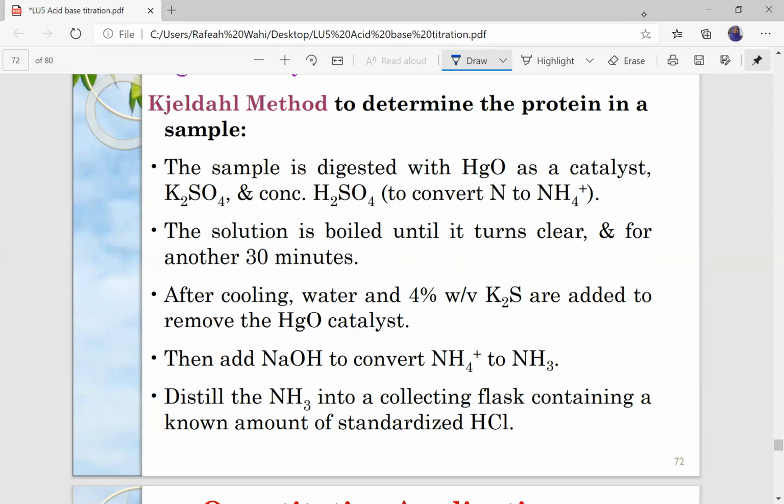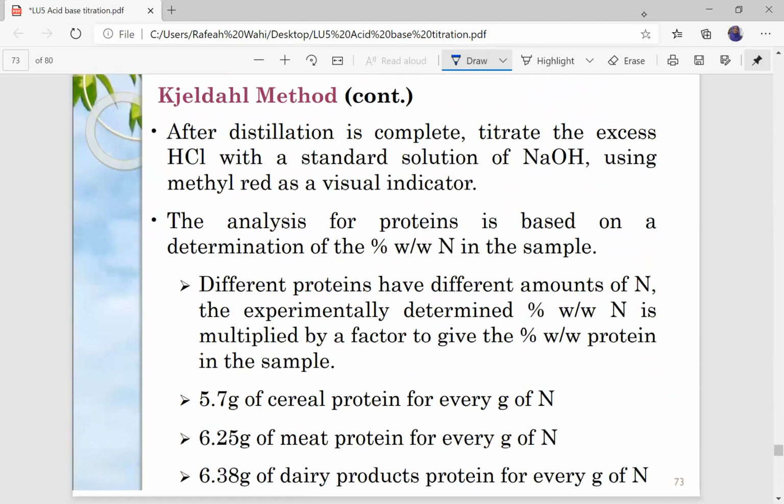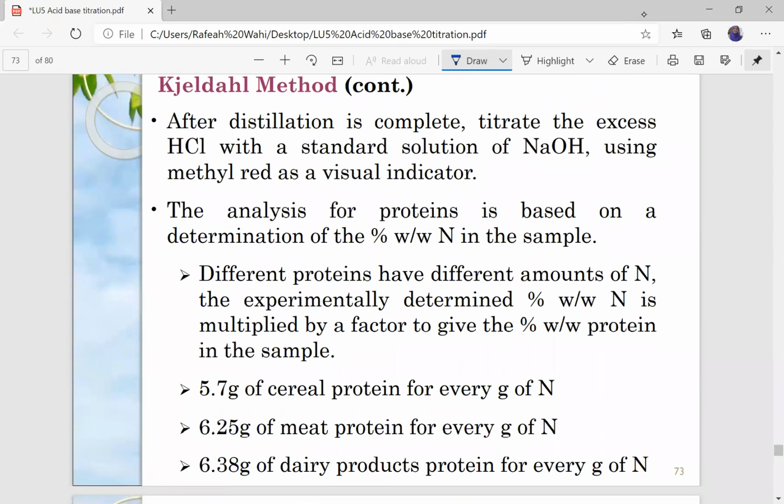Then you add sodium hydroxide to convert ammonium to ammonia, and you distill the ammonia into a collecting flask containing a known amount of standardized HCl. After the distillation is complete, titrate the excess HCl with a standard solution of sodium hydroxide using methyl red as visual indicator. The analysis of protein is based on a determination of percent weight to weight nitrogen in the sample. Different proteins will have different amounts of nitrogen.